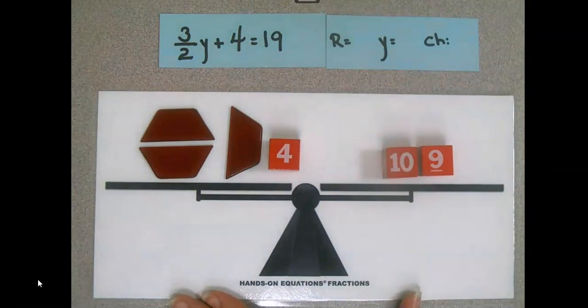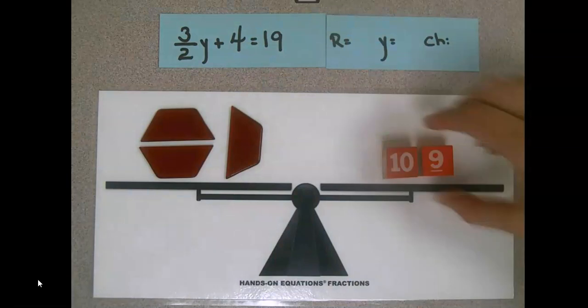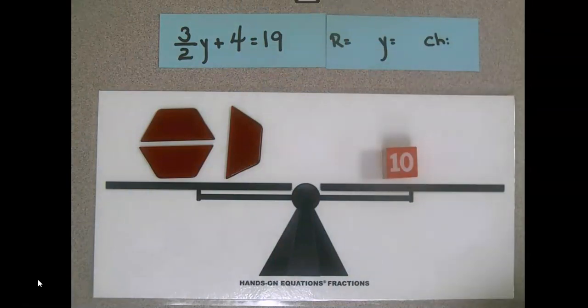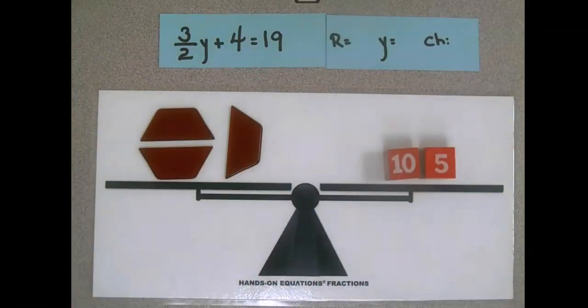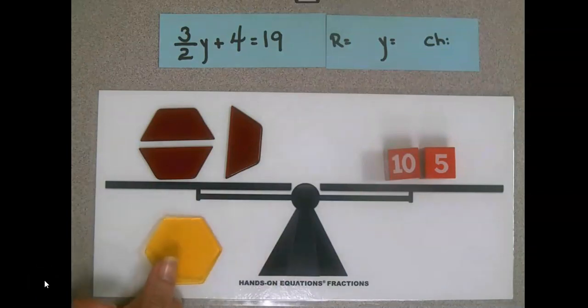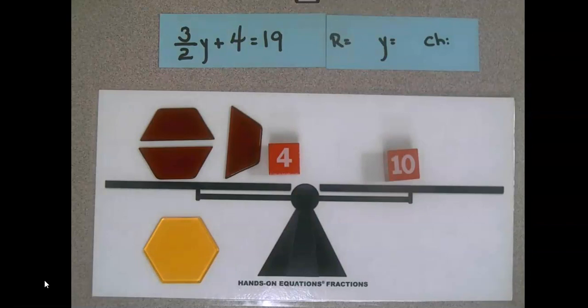Okay, so just like before, I'm going to start with my legal move of removing a 4 number cube from this side, which would make this side now 15. And if 3 of these blocks are equal to 15, each one of those blocks is worth 5. If each one of my red blocks is worth 5, that means that my yellow block is worth 10. And then I can reset this up in order to do my check.